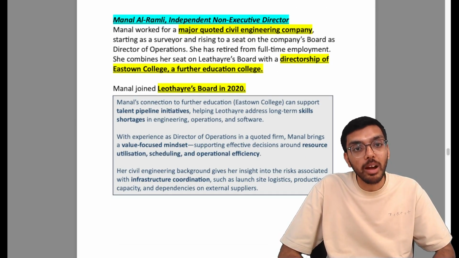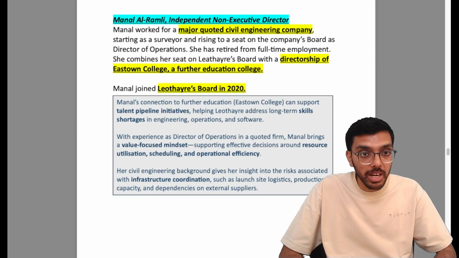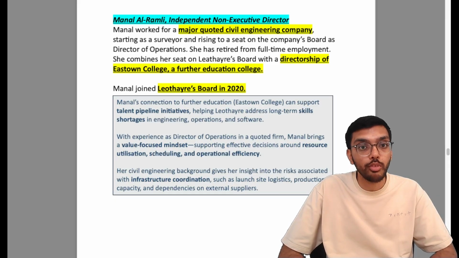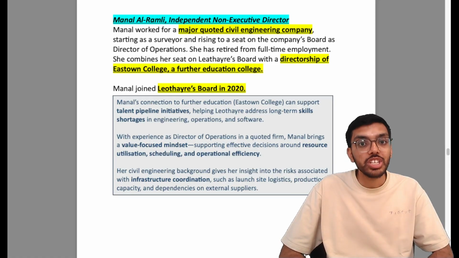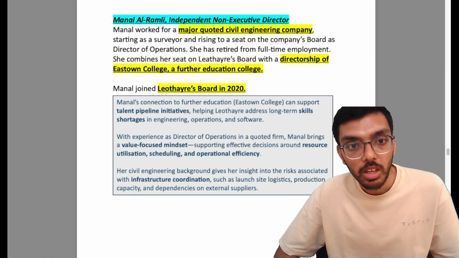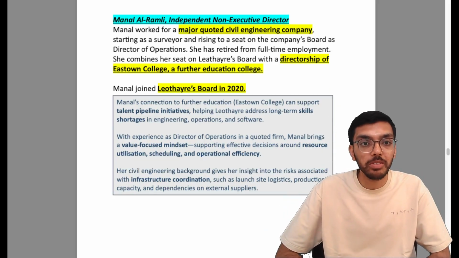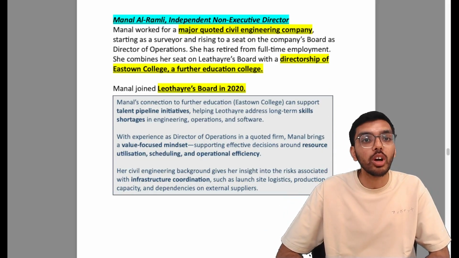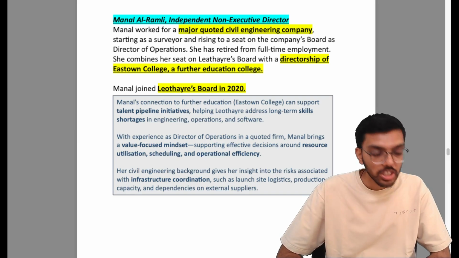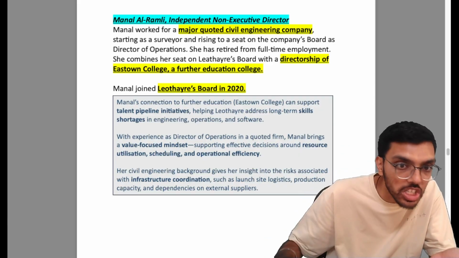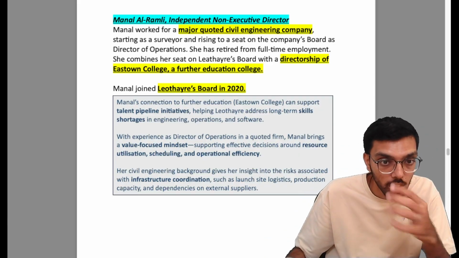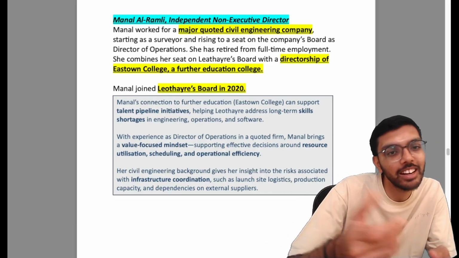Then we have Manal Al-Ramli. She's another independent director. Manal worked for a major quoted civil engineering company, starting as a surveyor and rising to a seat on the company's board. She has retired from full-time employment now. She combines her seat on Leothayre's board with a directorship of East Town College. So again, she has the civil engineering background, and she is also a teacher now. Or not a teacher, but a director at East Town College.